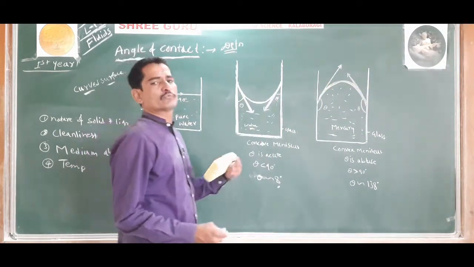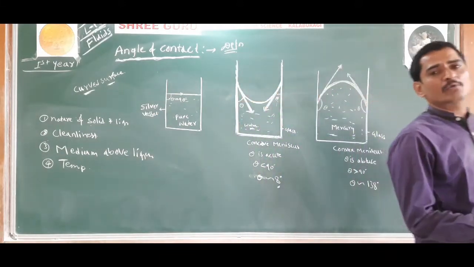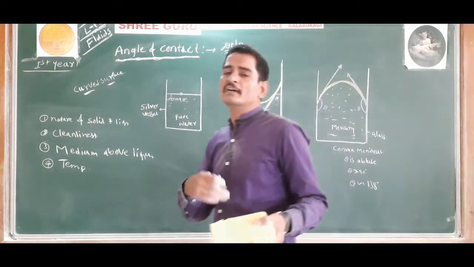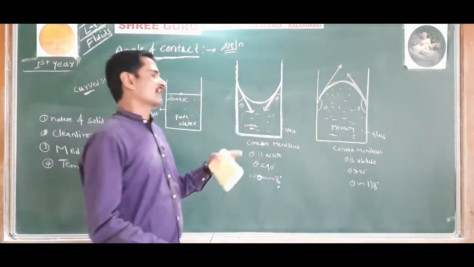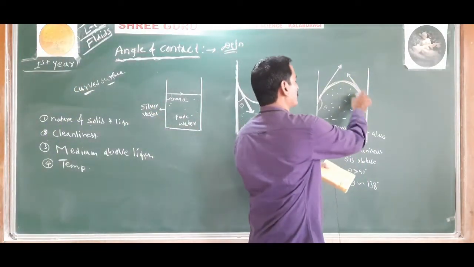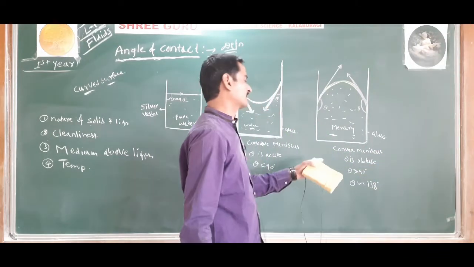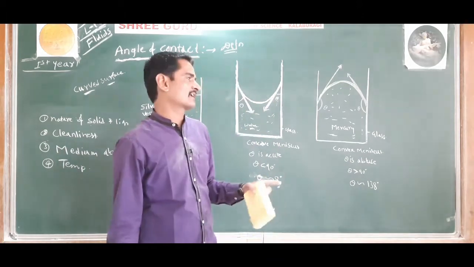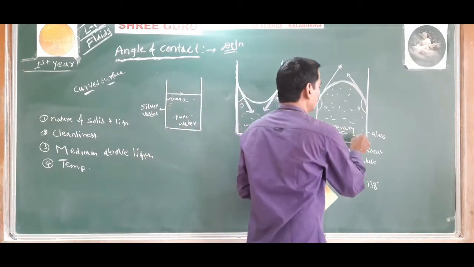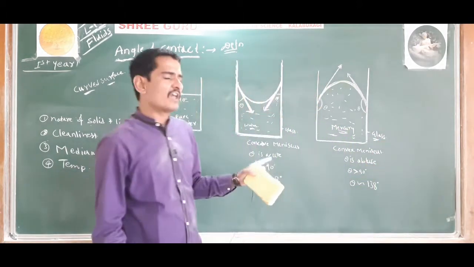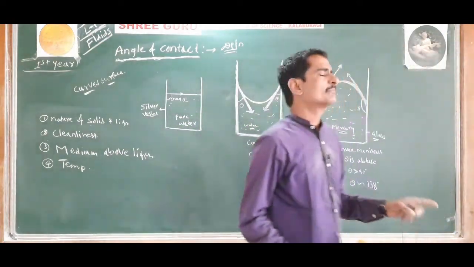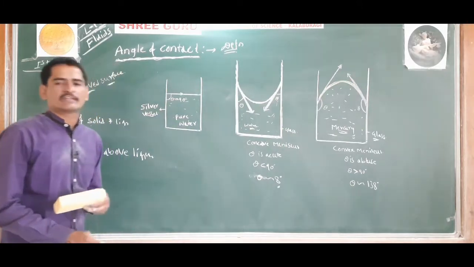That is, adhesive force is less than the cohesive force. When adhesive force is less than the cohesive force, then the liquid does not wet the glass surface, and the meniscus obtained will be a convex meniscus, and the angle of contact is greater than 90 degrees. Generally the angle between mercury and glass is 138 degrees.